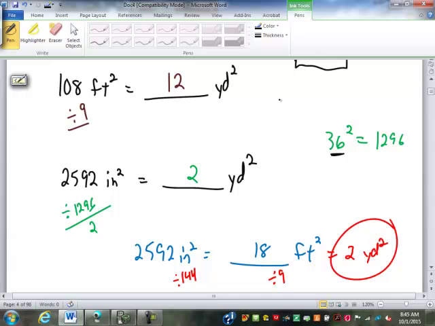36. 1 yard is 3 feet. Each foot is 12 inches, so that's 36 inches. 36 inches in a yard. Yep. So then 36 inches by 36 inches would be a square yard.